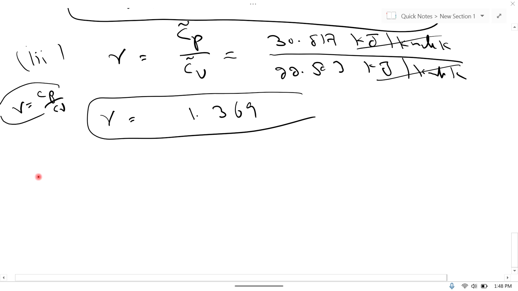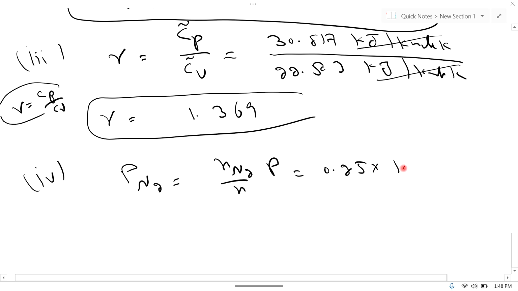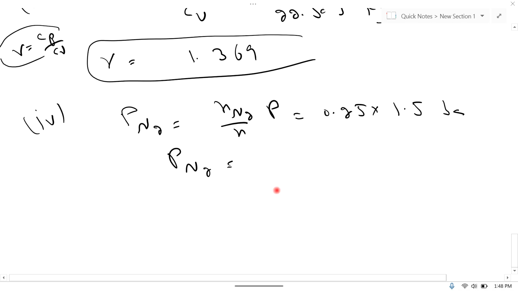Now to find the partial pressure of each constituent. The partial pressure of nitrogen is equal to the molar fraction of nitrogen multiplied by the total pressure. The molar fraction of nitrogen is 0.25 and the total pressure is 1.5 bar. So the pressure of nitrogen is 0.375 bar.